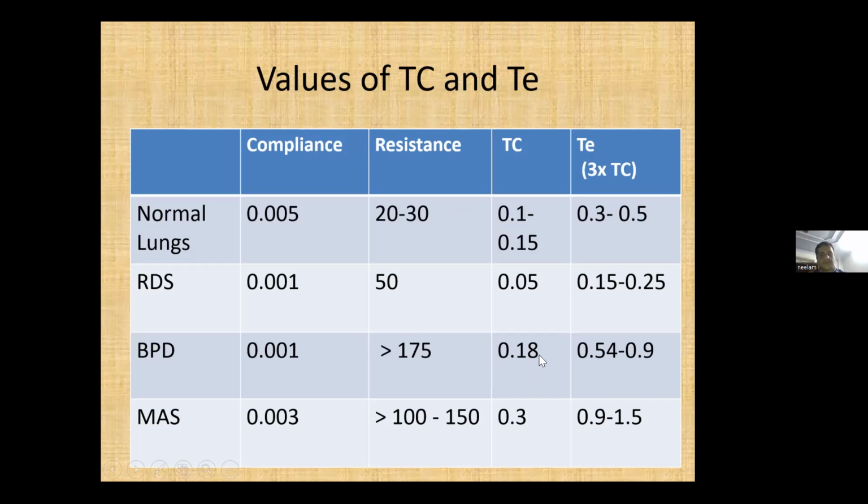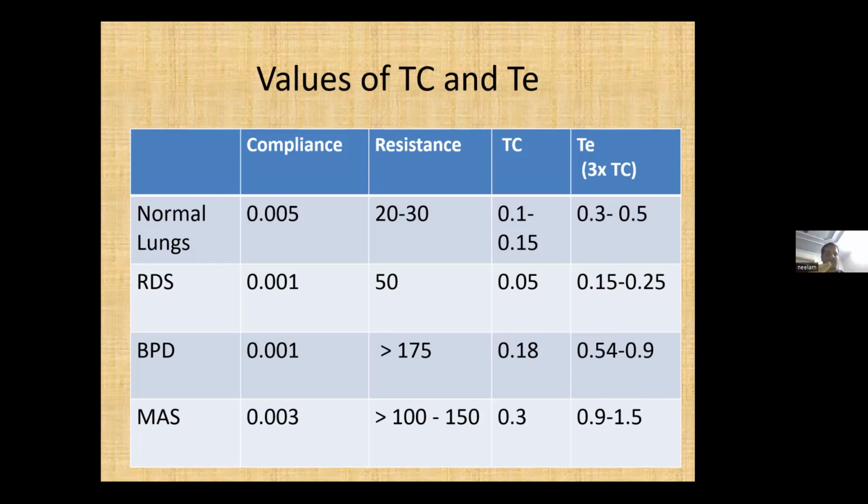यू कैन कैलकुलेट द टाइम कांस्टेंट. नाउ योर एक्सपिरेटरी टाइम शुड बी 3 times द वैल्यू ऑफ टाइम कांस्टेंट. तो समवेयर इट शुड बी 0.45 टू 0.9. मीन्स आपको एक्सपिरेटरी टाइम बहुत लंबा रखना है. एक्सपिरेटरी टाइम बहुत लंबा रखना है, उसका इनडायरेक्ट मीनिंग क्या है? आपका जो वेंटिलेटर रेट है इट शुड बी लो.